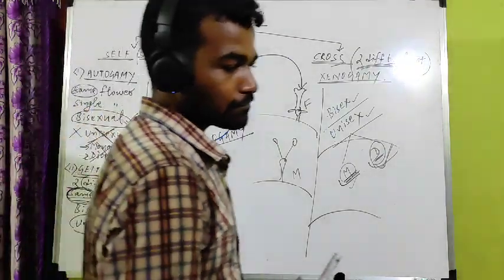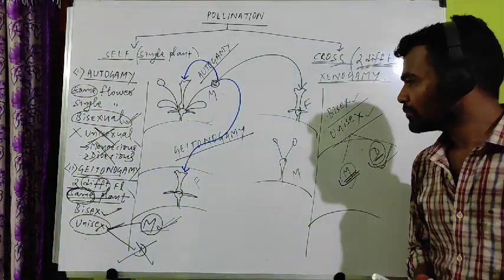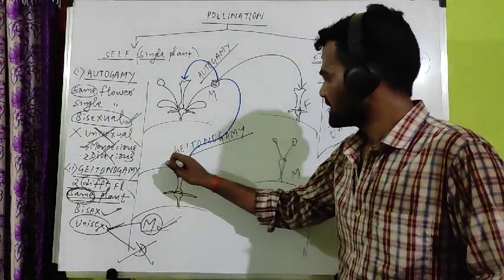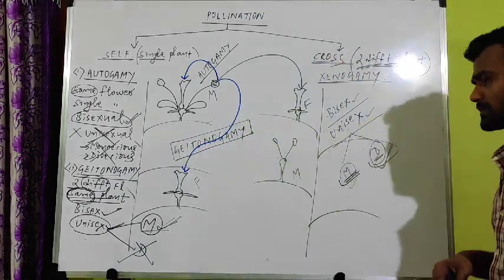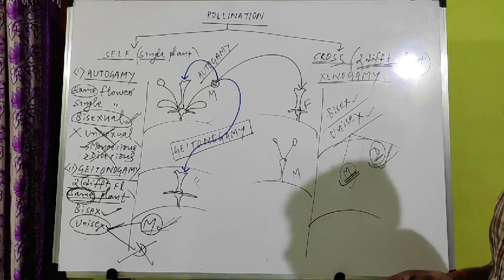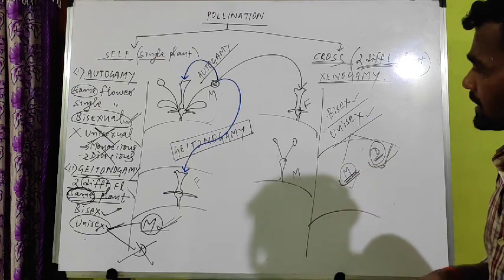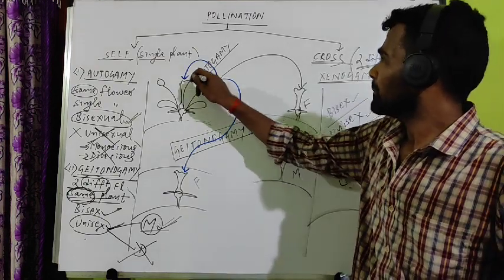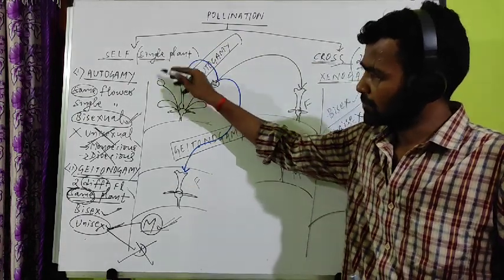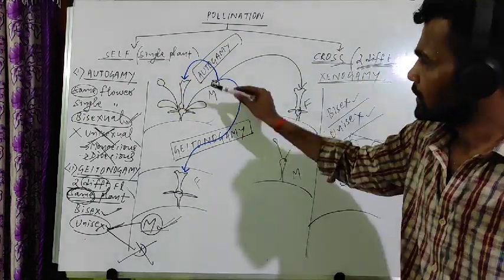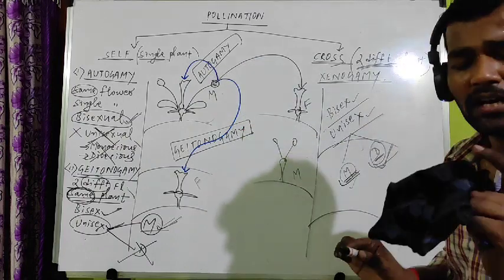types of pollination. But if you look at geitonogamy, it is very important. Maximum times a question comes from this part about the characteristic of geitonogamy. If you compare autogamy and geitonogamy, both are self, because both are taking place in a single plant.